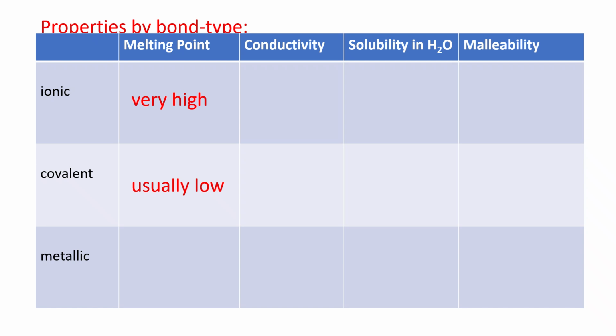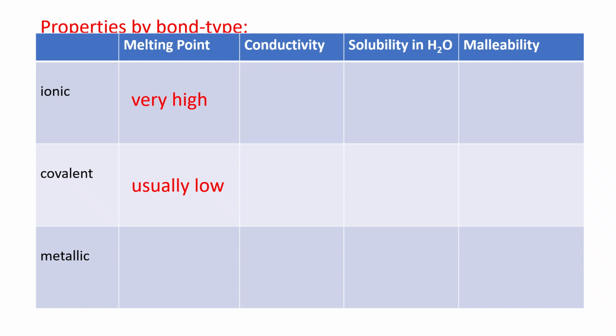Covalent compounds are usually low. In fact, a lot of covalent compounds are gases or liquids at room temperature. Now there are some with really high melting points, and that just depends on the structure with which they are held together. So, for example, a diamond is technically a covalent compound, but because of its unique arrangement of atoms and the unique kind of bonding that it has, it has an extremely high melting point. But for the most part, most covalent compounds can be identified by their low melting point.